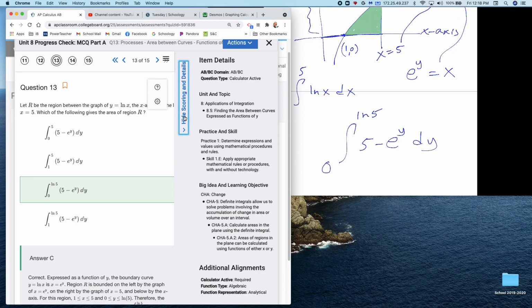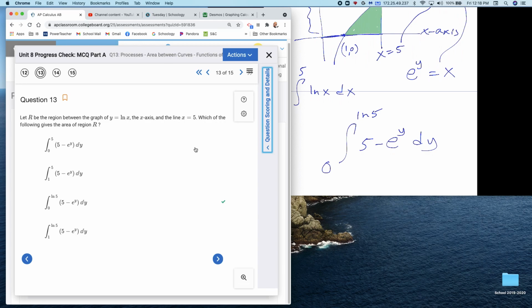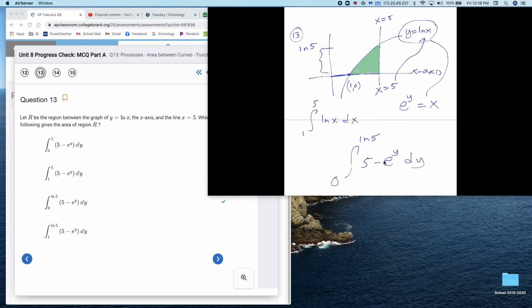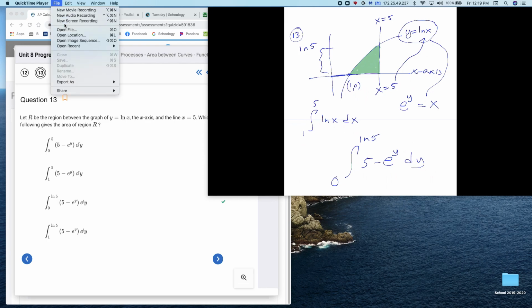So this was a little tricky. Those problems were a little tricky in that you have to be able to adjust your variables and flip-flop variables and be able to work with those. But this is the way I would have tackled 13. Hopefully that makes sense to you. And if you have any further questions, just let me know.